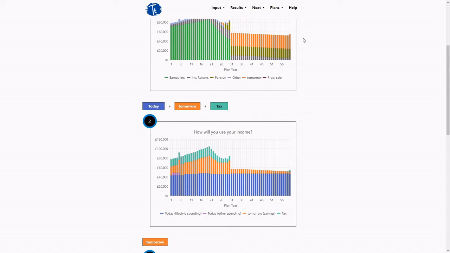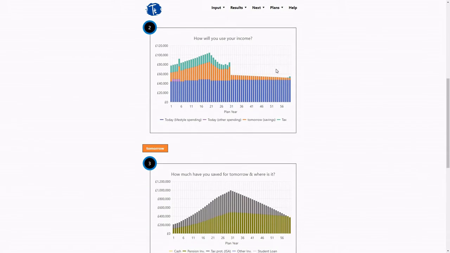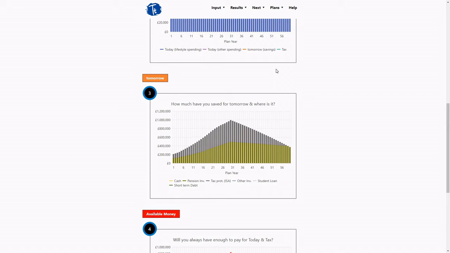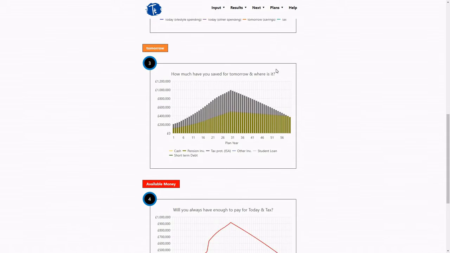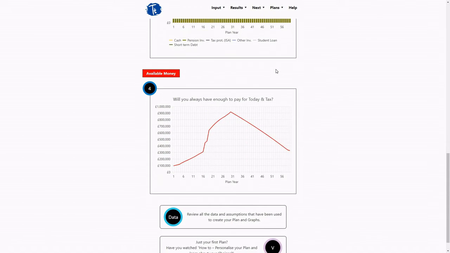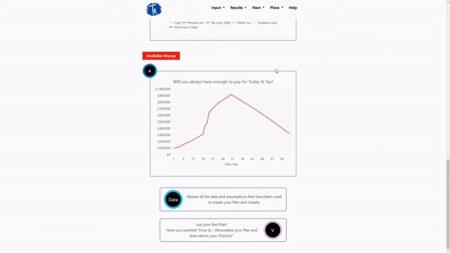Graph 2 shows the other side of the coin from Graph 1. In other words, it's exactly the same total amount, but shows the 3 ways you can use your total income from Graph 1 spread across everyday lifestyle spending, saving for tomorrow, and tax. Graph 3 shows a breakdown of the amount that has been saved for tomorrow in each year of the plan, as well as if and when any outstanding debts will be repaid. And finally, Graph 4, which is really just a summary of Graph 3 and shows how much money is left in the plan at the end of each year.